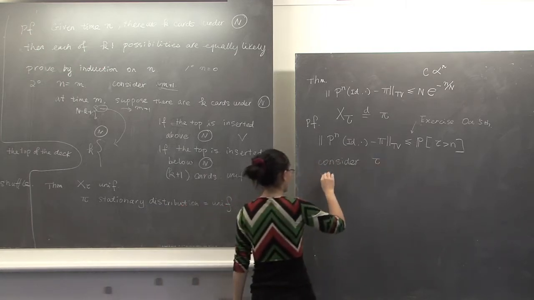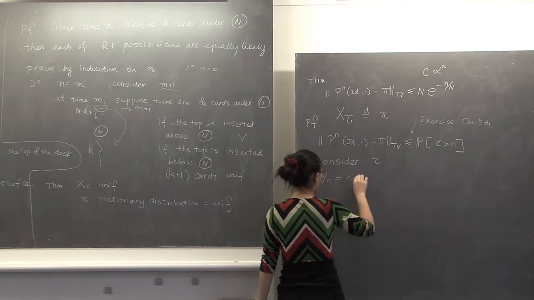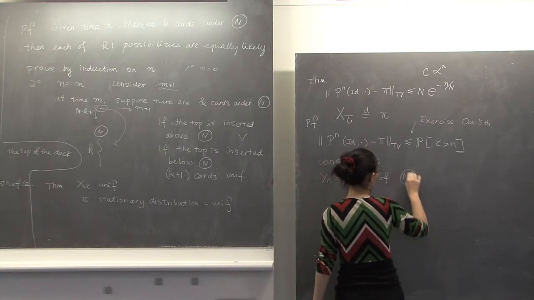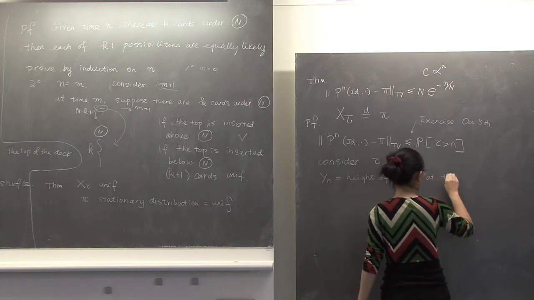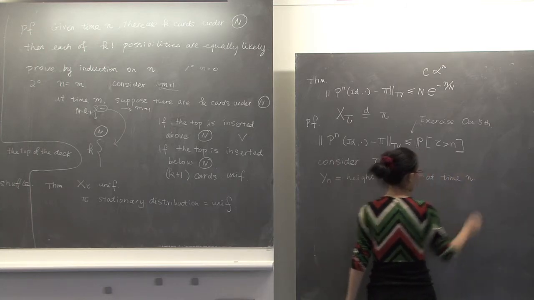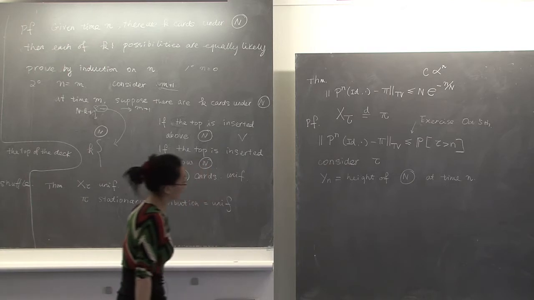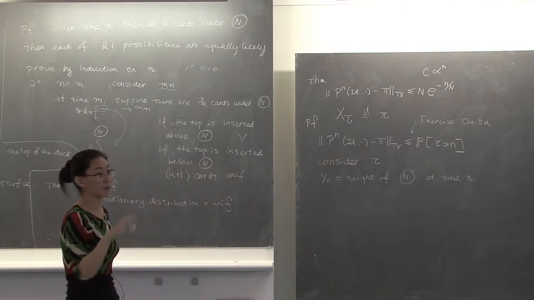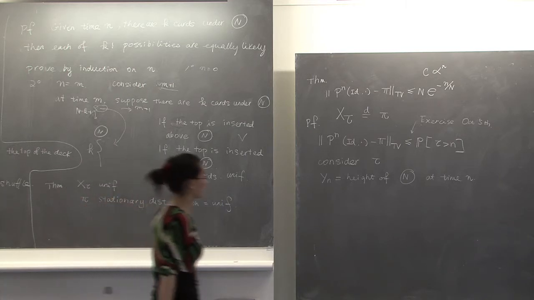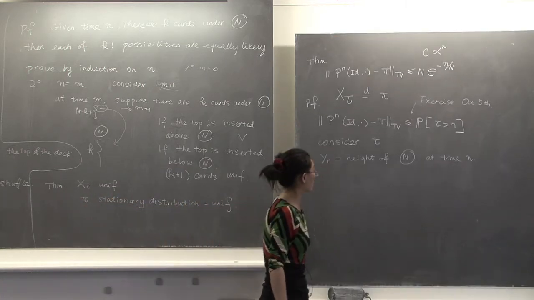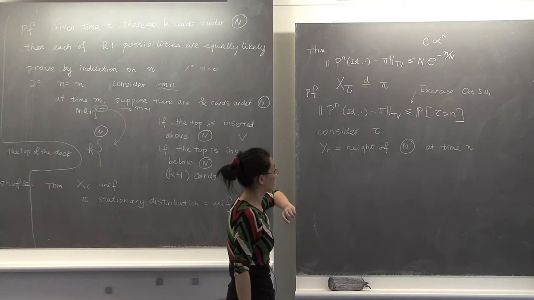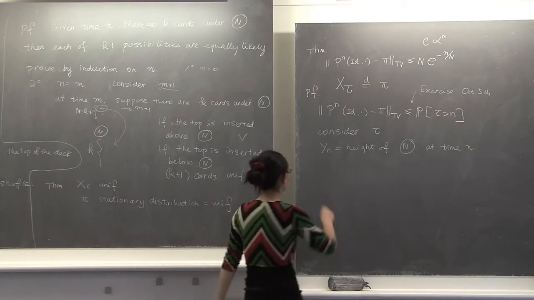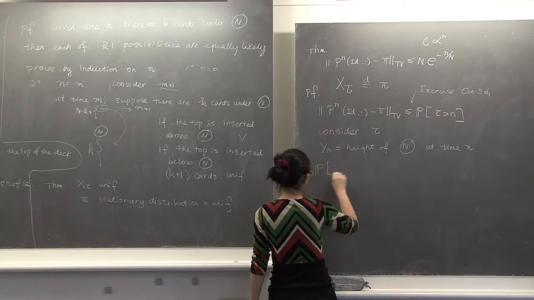And now we define Yn. It is the height of the original bottom card at time n. And clearly, this tau is the first time that Y reaches big N plus 1. So we need to check the law of the Yn. Yn is the height of the original bottom card at time n. So what's the law of this Yn?